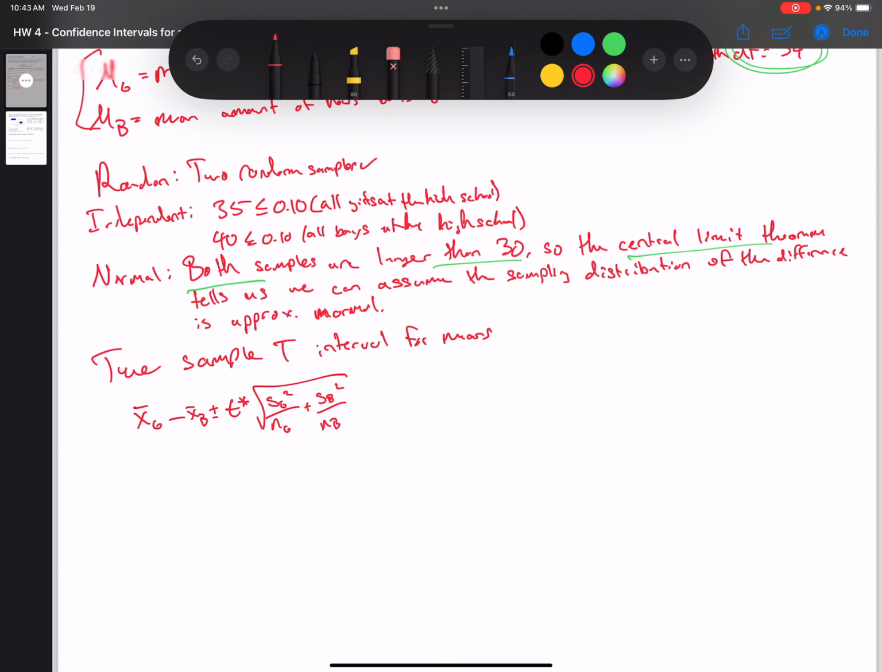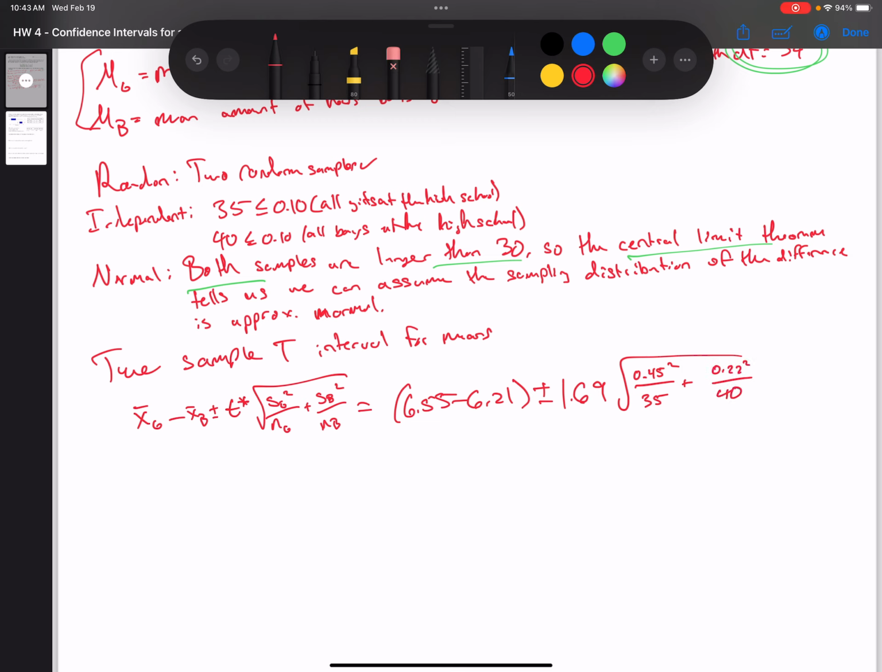Here's our formula. I gave you the formula, now we're going to plug in all of our data. So we've got 6.55 minus 6.2, a variable. Sorry, that's the word I was looking for. So plus or minus, we have our T star 1.69 times the square root of the standard deviation for the girls squared over the sample, 35, plus the standard deviation for the boys squared over their sample.